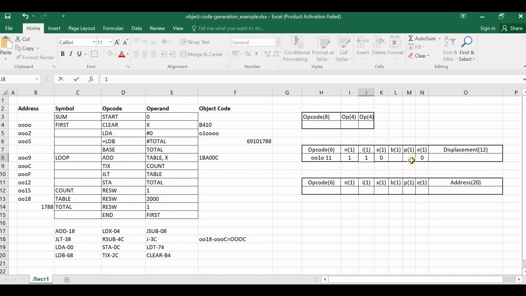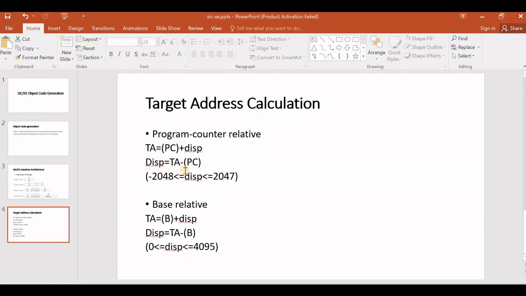Now the next job is to find out the displacement. Whether B or P will be set to 1 depends upon which register you will be using to find out the displacement. So according to the formula, how do you calculate the displacement? Displacement is equal to target address minus PC. First we'll have to find out the displacement using the program counter register only, because by default all instructions will be in PC relative addressing mode, but some of the instructions which go beyond the range will come under the category of base relative addressing mode. So displacement is equal to target address minus PC value.